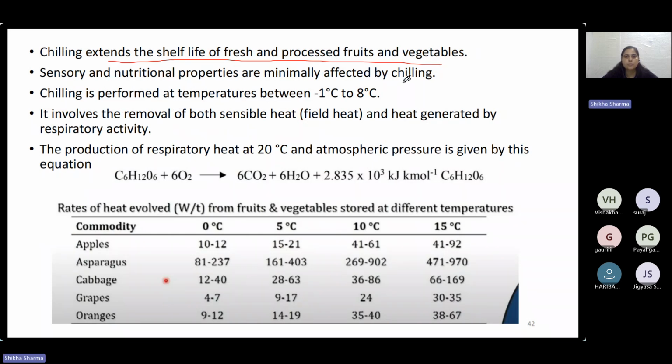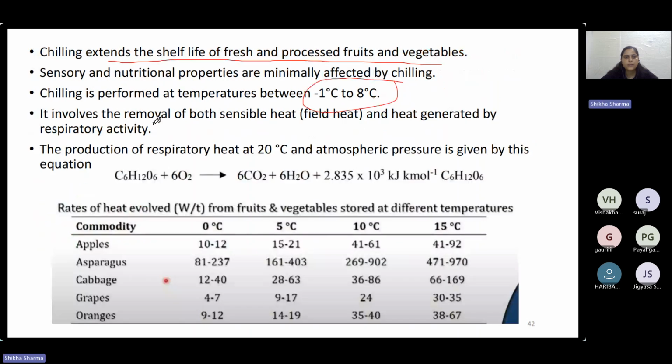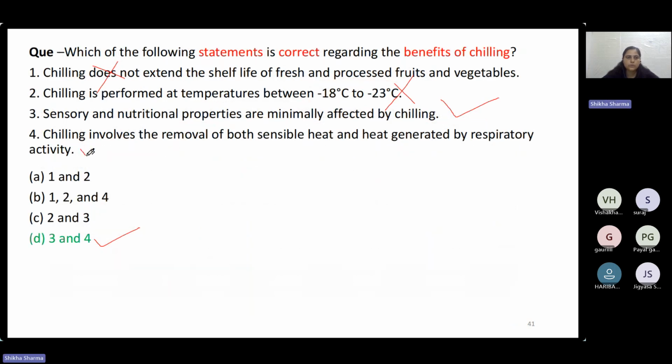Chilling is performed at temperatures between 1 to 8 degrees Celsius, which is the second one. Basically, chilling involves removal of both sensible heat, which is the heat present when we harvest the food products, the fruits or vegetables, and also the heat generated by respiratory activities. So the fourth statement is also correct. So D is correct.